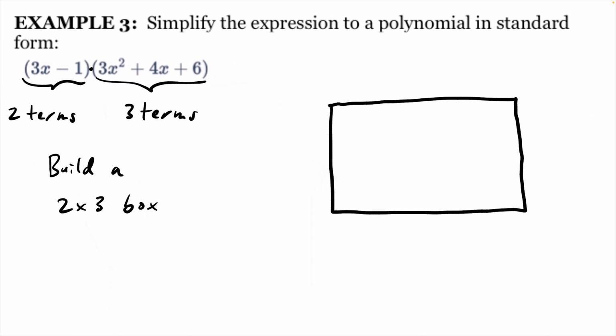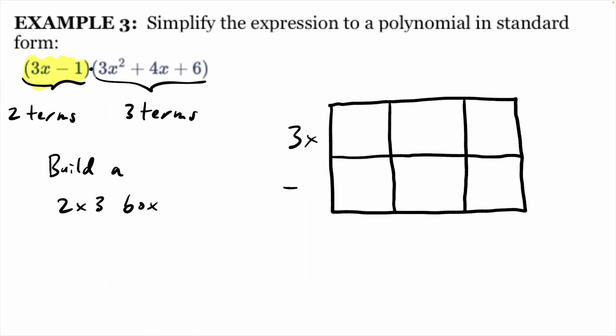One side needs 2. Cut it in half. The other side needs 3. Cut it into thirds. Okay? So the side with 2 is going to get this guy, 3x negative 1. The side with 3 is going to get this guy. Make sure your signs go with it. Make sure your signs go with it. Okay?